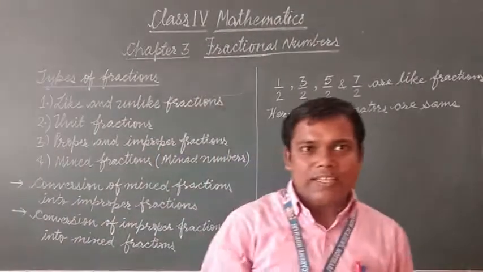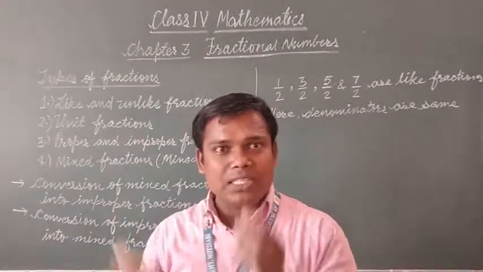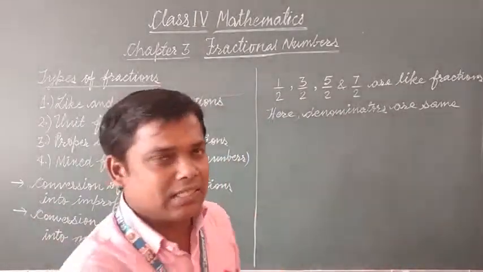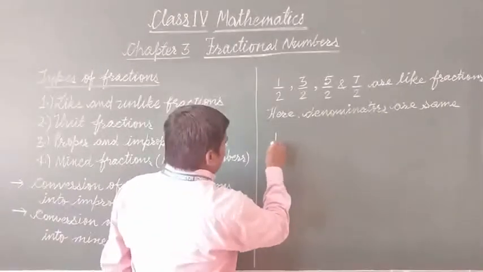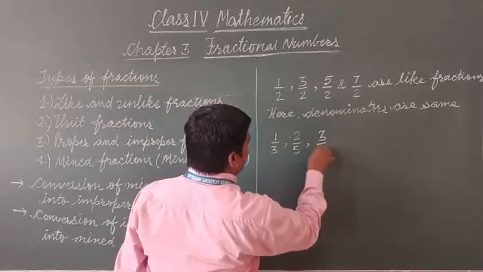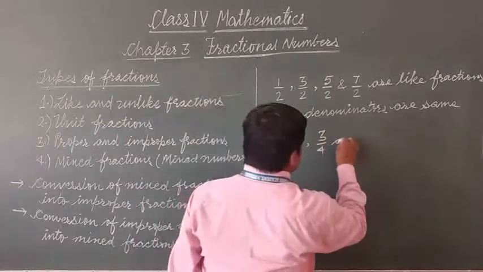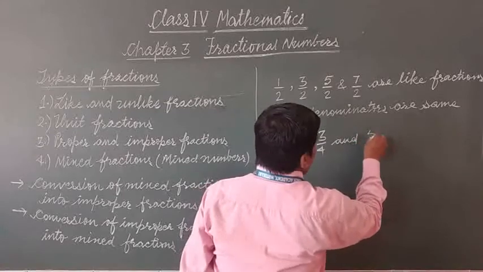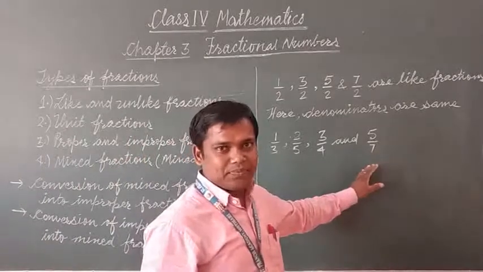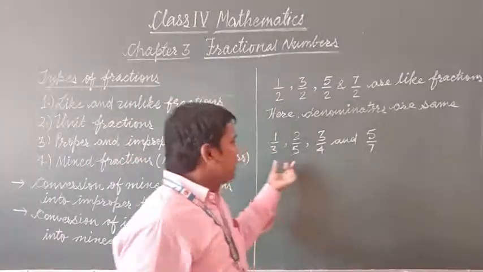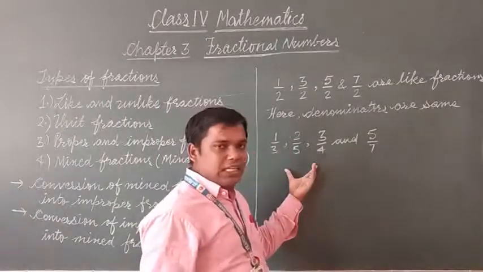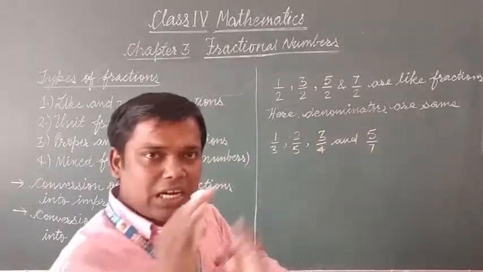So if fractions are given and you are asked to choose the like fractions, you will choose only those fractions having the same denominators. Now 1 by 3, 2 by 5, 3 by 4 and 5 by 7. You see these fractions. In these fractions, denominators are different from each other. Means, in the given fractions, denominators are different.